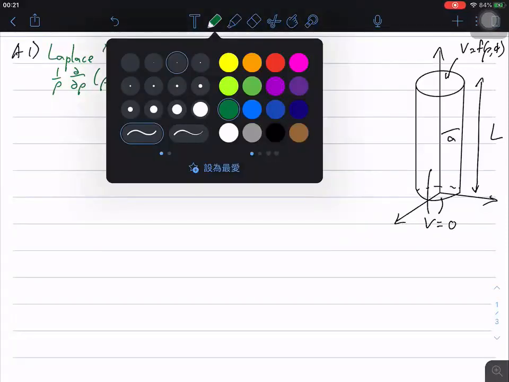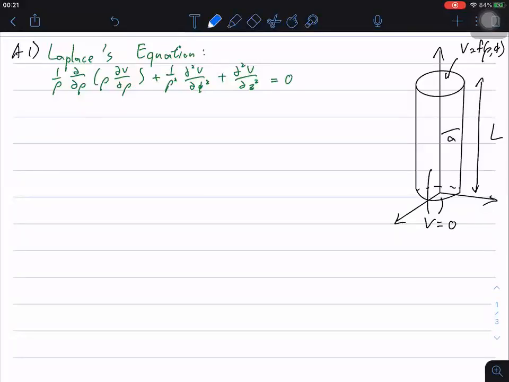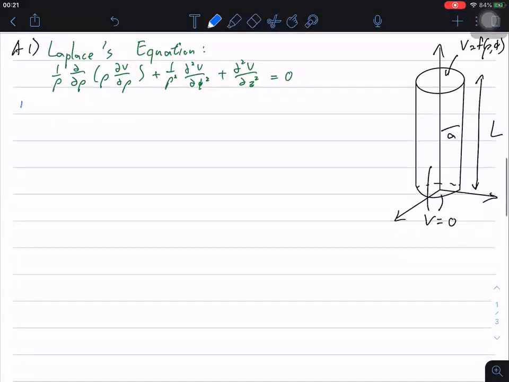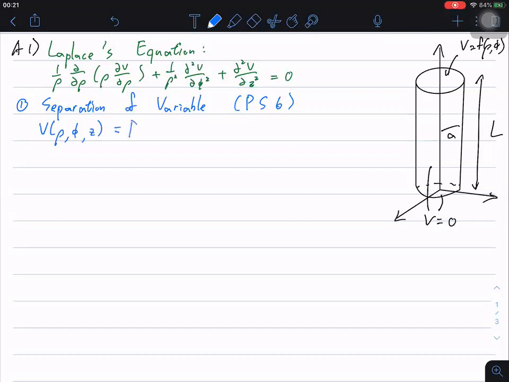So first of all, whenever you have to deal with this kind of partial differential equation, the first step is to try separation of variables. For the details, you can refer to problem set 6. And basically what you did is you separate the potential as 3 separate functions, which depend on phi only, rho only, and z only.